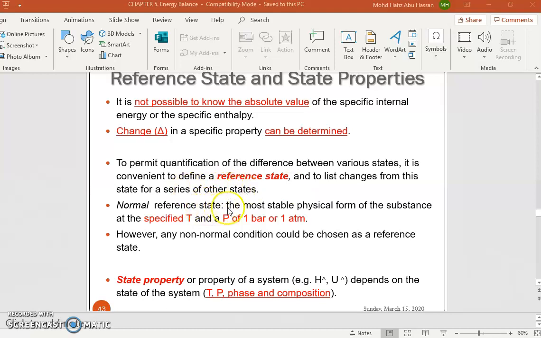Normal reference state is the most stable physical form of the substance at a specified T and P of 1 bar or 1 atm. However, any non-normal condition could be chosen as a reference state. Later on, we will look at the meaning of the reference state given here. Then we have state property, or property of a system, such as specific enthalpy or specific internal energy, which depends on the state of the system: the temperature, the pressure, the phase, and also the composition.